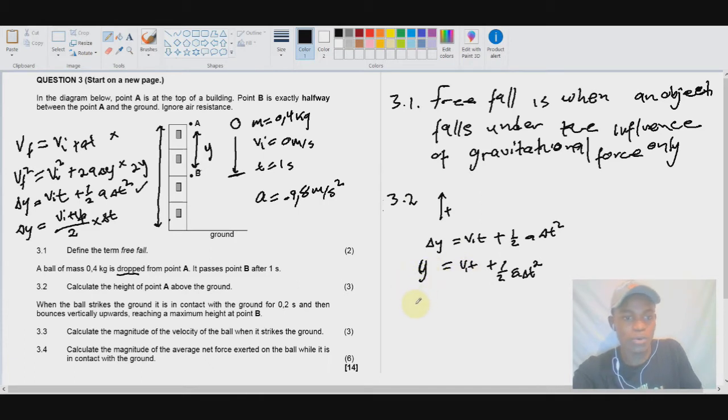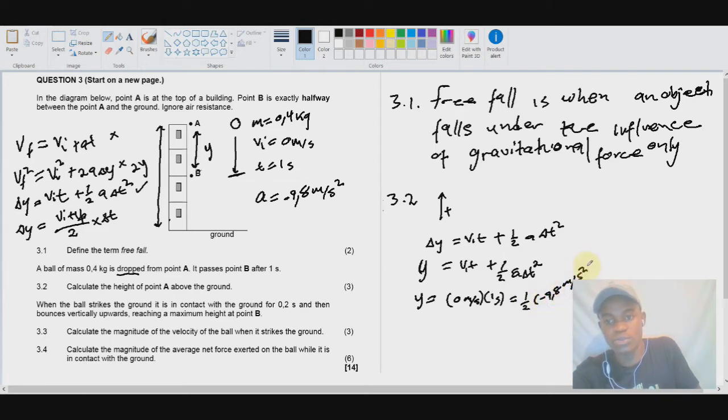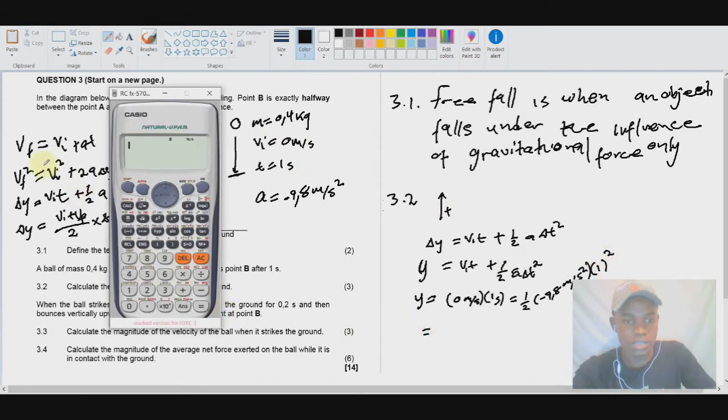But let's get to the solving now. We want the distance, right? You want y, so y is equal to, we know Vi, we said Vi is 0, so we have 0 meters per second times time. The time it takes from 0 to B, we said it is 1 second, then plus 1 over 2 times negative 9.8 meters per second squared. Then we multiply that by the change in time, which is 1 minus 0, so we have 1 squared, right? So now we can punch in our calculator to see what we get for y.